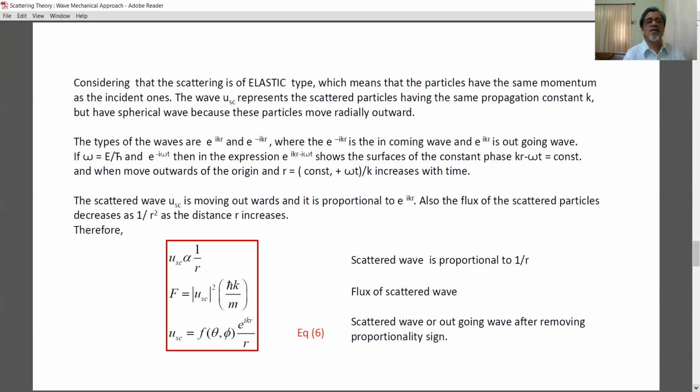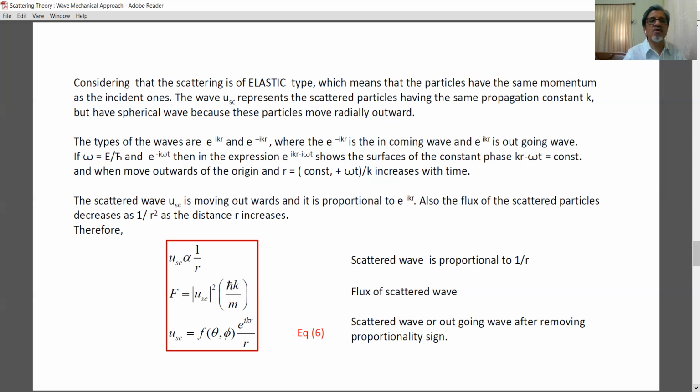Now we come to the further derivation, considering that the scattering is elastic, which means that the particles have the same momentum after scattering and before scattering. It is known as elastic scattering. And the wave u scattered represents the scattered particles having the same propagation constant k, but they have a spherical wave because these particles move radially outwards. So we consider that it is elastic scattering. The propagation vector k is the same, but after scattering the waves become spherical ones. Before scattering, the waves are plane waves.